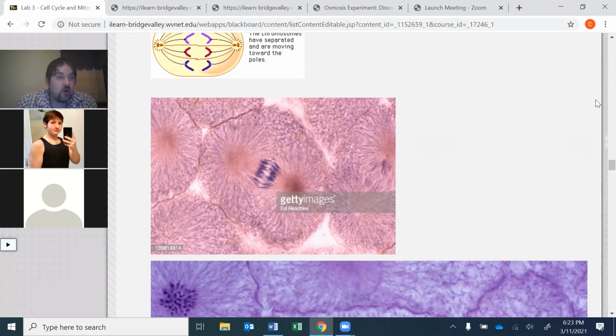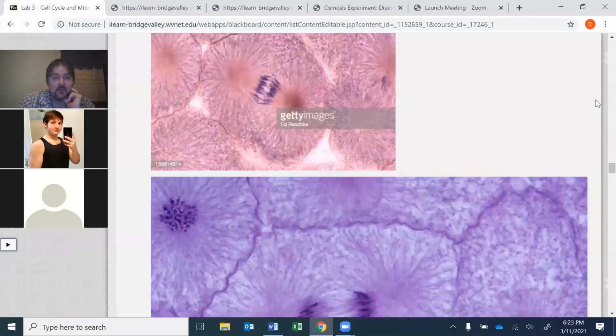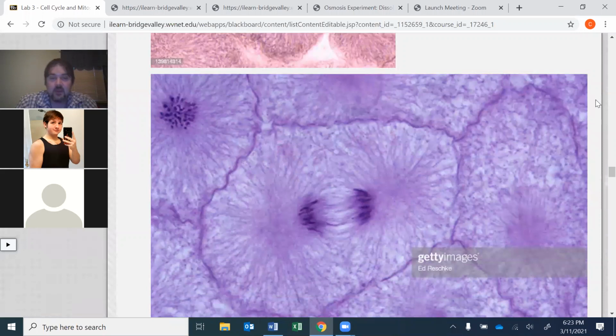And ana means apart. So if you're looking for a key word in a question, if you see chromosomes are pulled apart, if you know that ana means apart, then that's anaphase. That's where it gets its name from, because the chromosomes are being pulled apart, anaphase. And then there's a picture of it there.